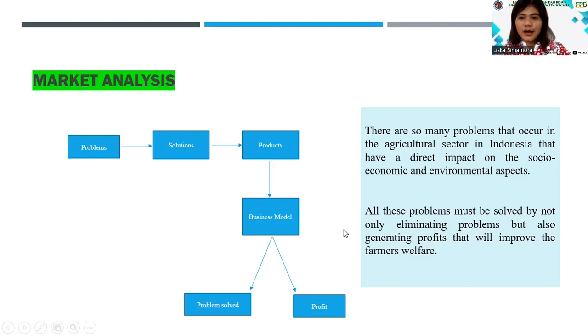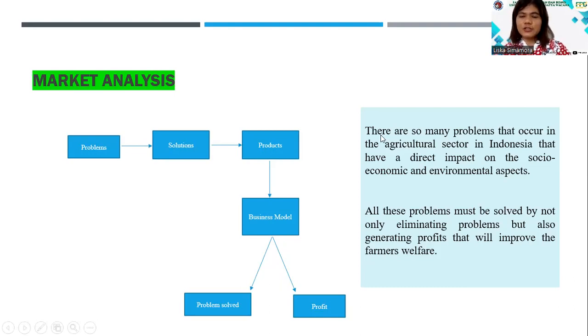Here, I put the business model divided into two. One is problem solving and the other is profit. It means that from this problem, we actually generate two benefits. One is the problem being solved, and the other is we get money, we get profit, by solving that problem.